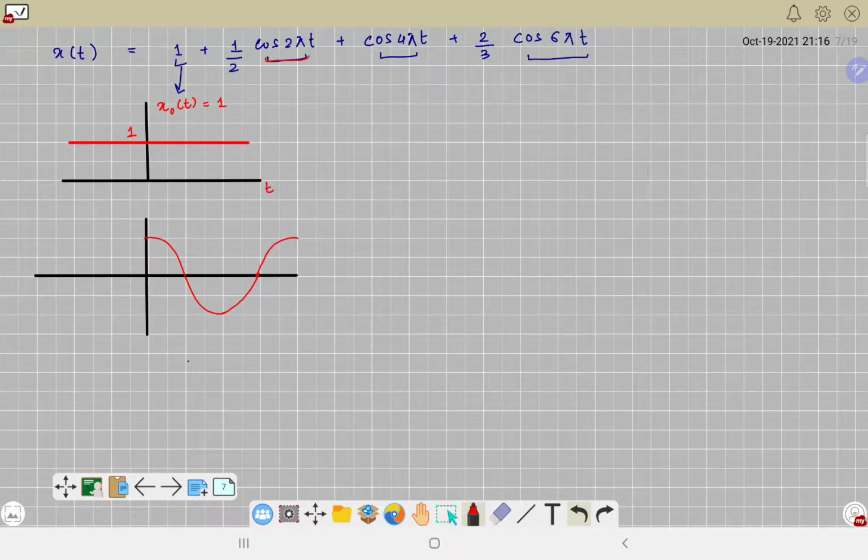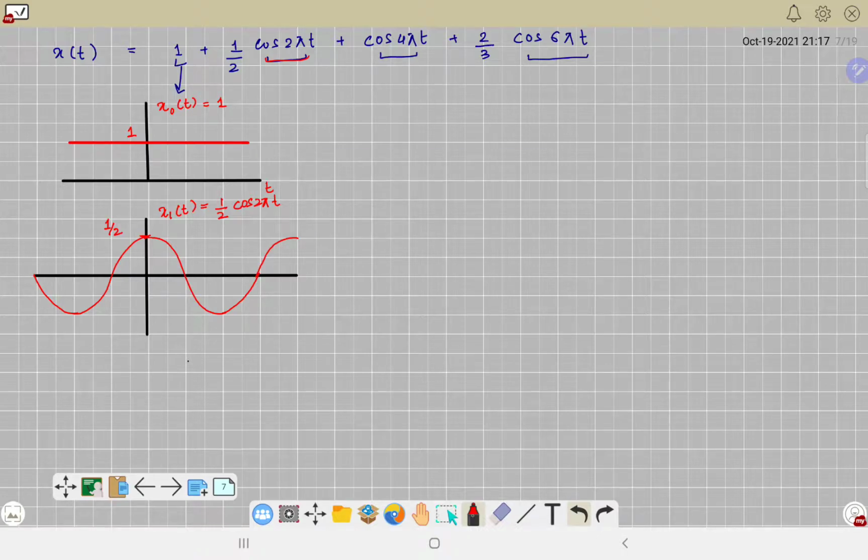Fine. This is one period, then it will repeat. You can also go to the negative axis. It will be something like this. And an important point, let's first call it x1 of t. So this is 1 by 2 cos 2 pi t, and the value here is 1 by 2. It peaks at 1 by 2.